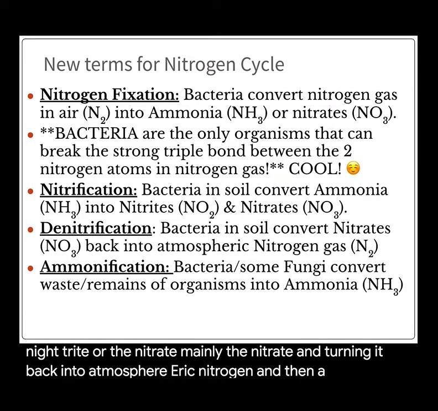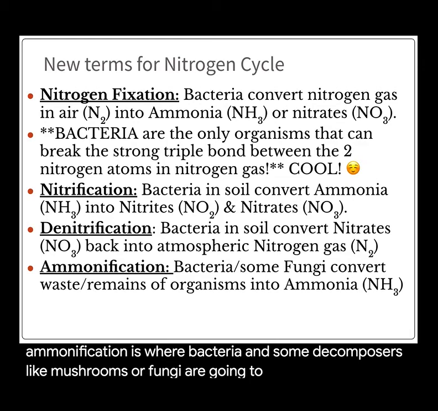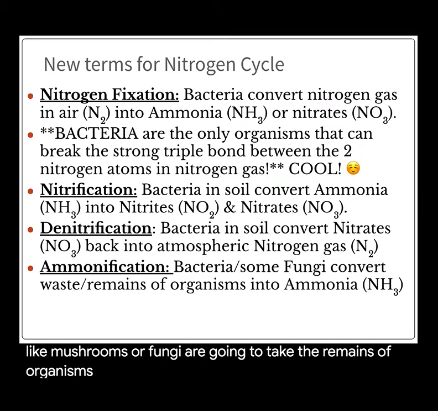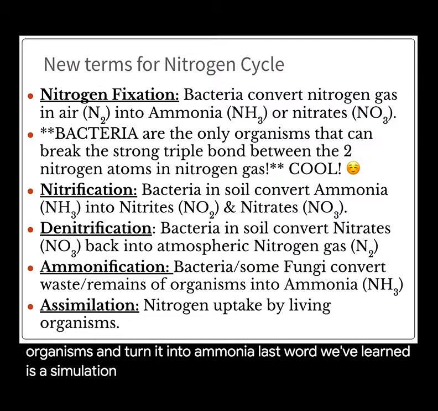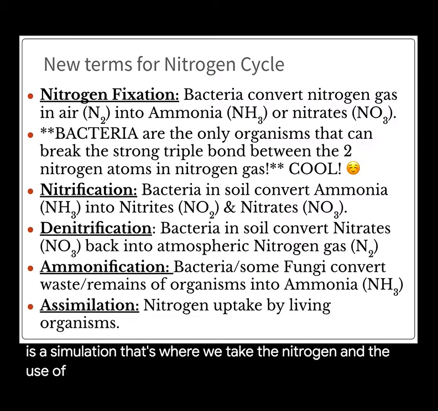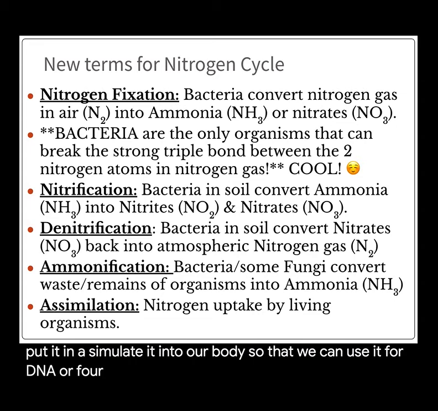And then ammonification is where bacteria and some decomposers, like mushrooms or fungi, take the remains of organisms and turn it into ammonia. The last word we've learned is assimilation. That's where we take the nitrogen in the usable form, the ammonia, the nitrite, the nitrate, and we assimilate it into our body so that we can use it for DNA or for proteins.